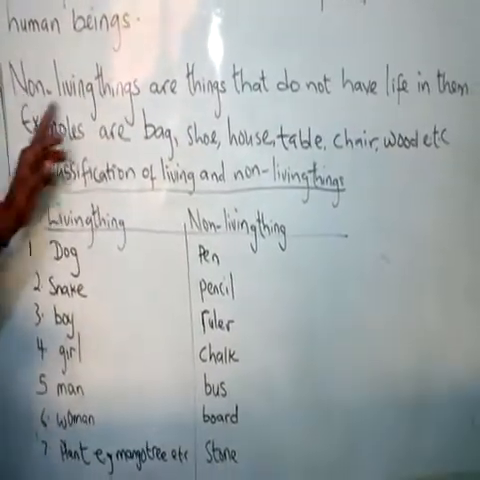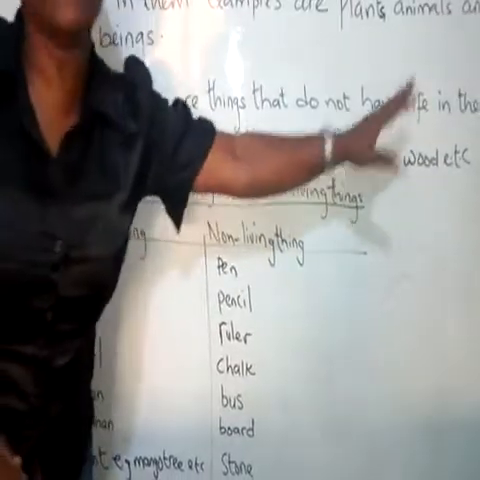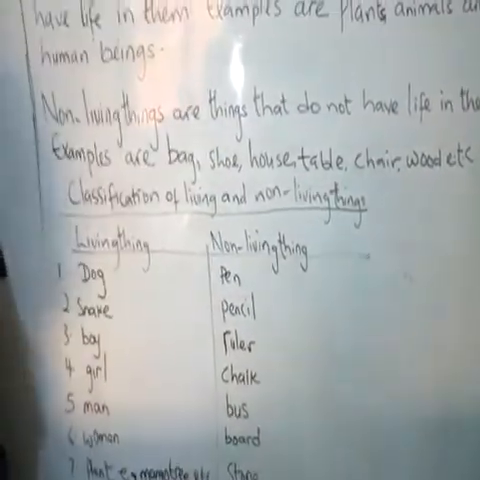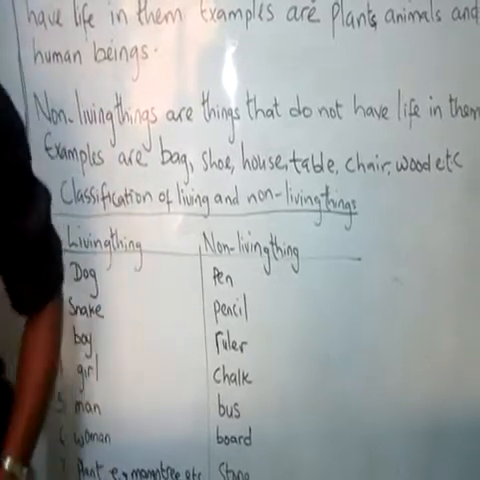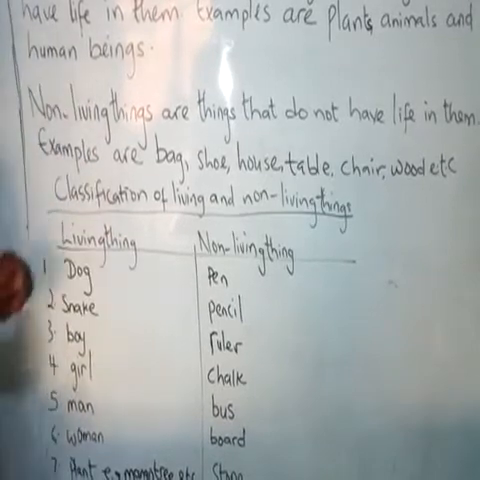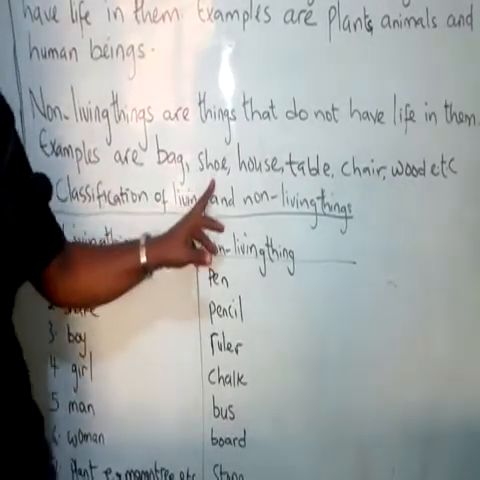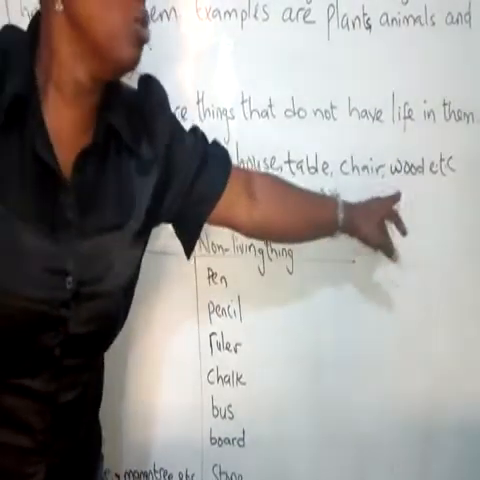Now we'll talk about non-living things. Non-living things are things that do not have life in them. They cannot breathe. They can't move from one place to another. They can't eat. They can't do things on their own. Examples are bag, shoe, house, table, chair, wood, etc.